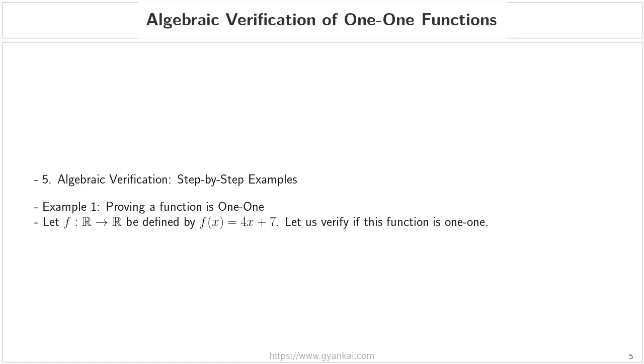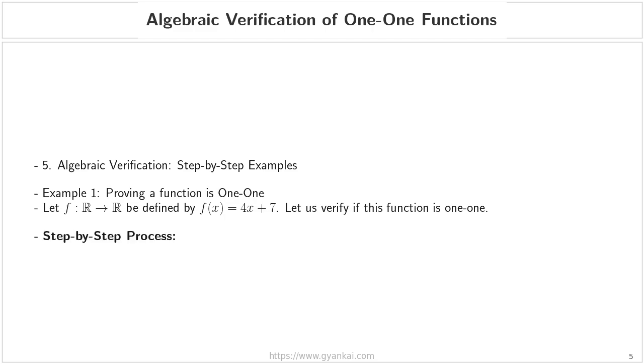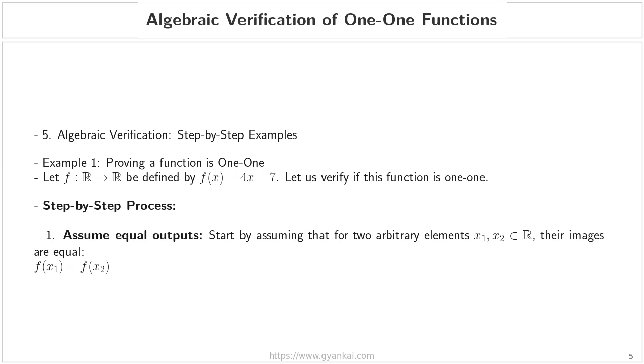We are given a function f, mapping the set of real numbers to the set of real numbers defined by the rule f(x) = 4x + 7. To verify this, we will follow a systematic step-by-step process. First, we start by assuming that two arbitrary elements from our domain, which we will call x₁ and x₂, produce the exact same output. Mathematically, we write this assumption as f(x₁) = f(x₂).